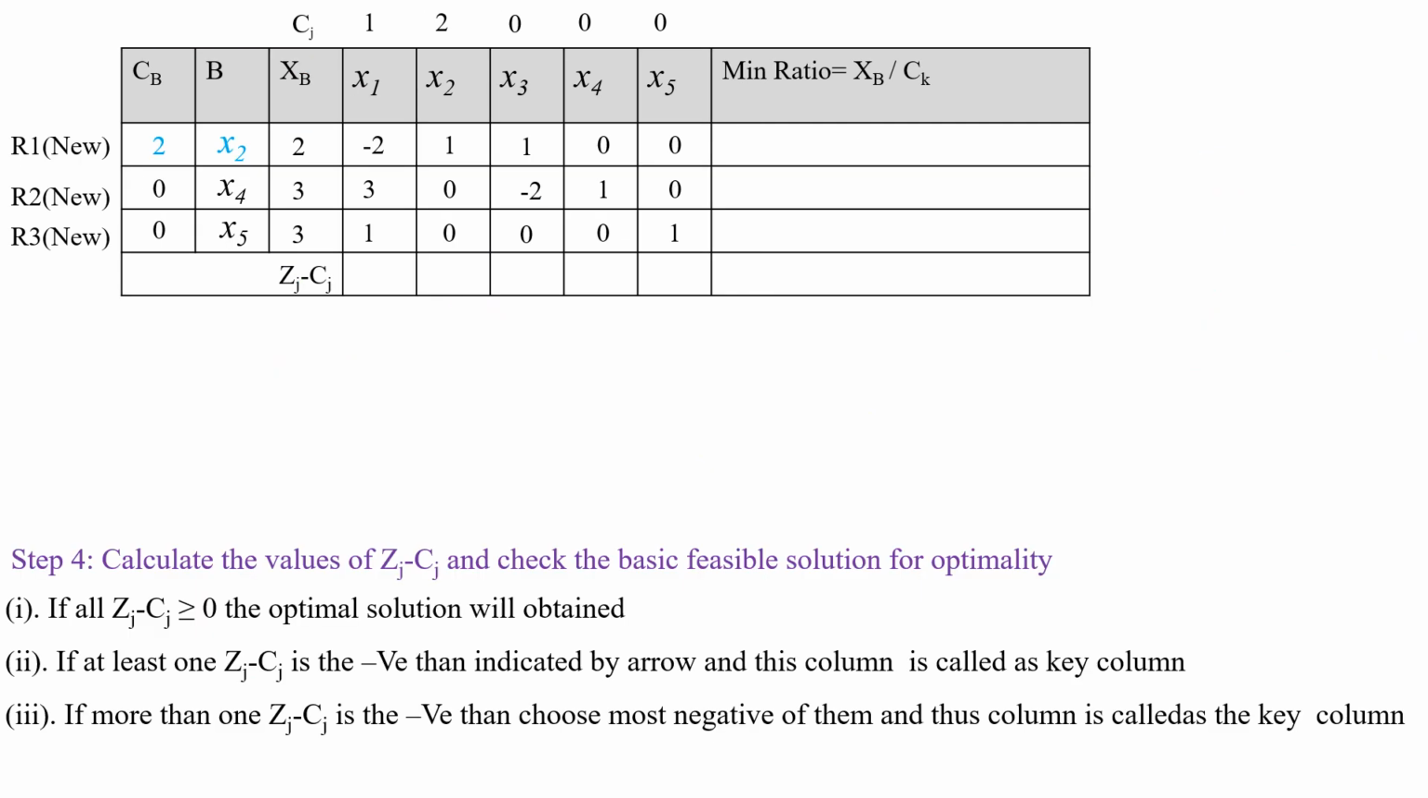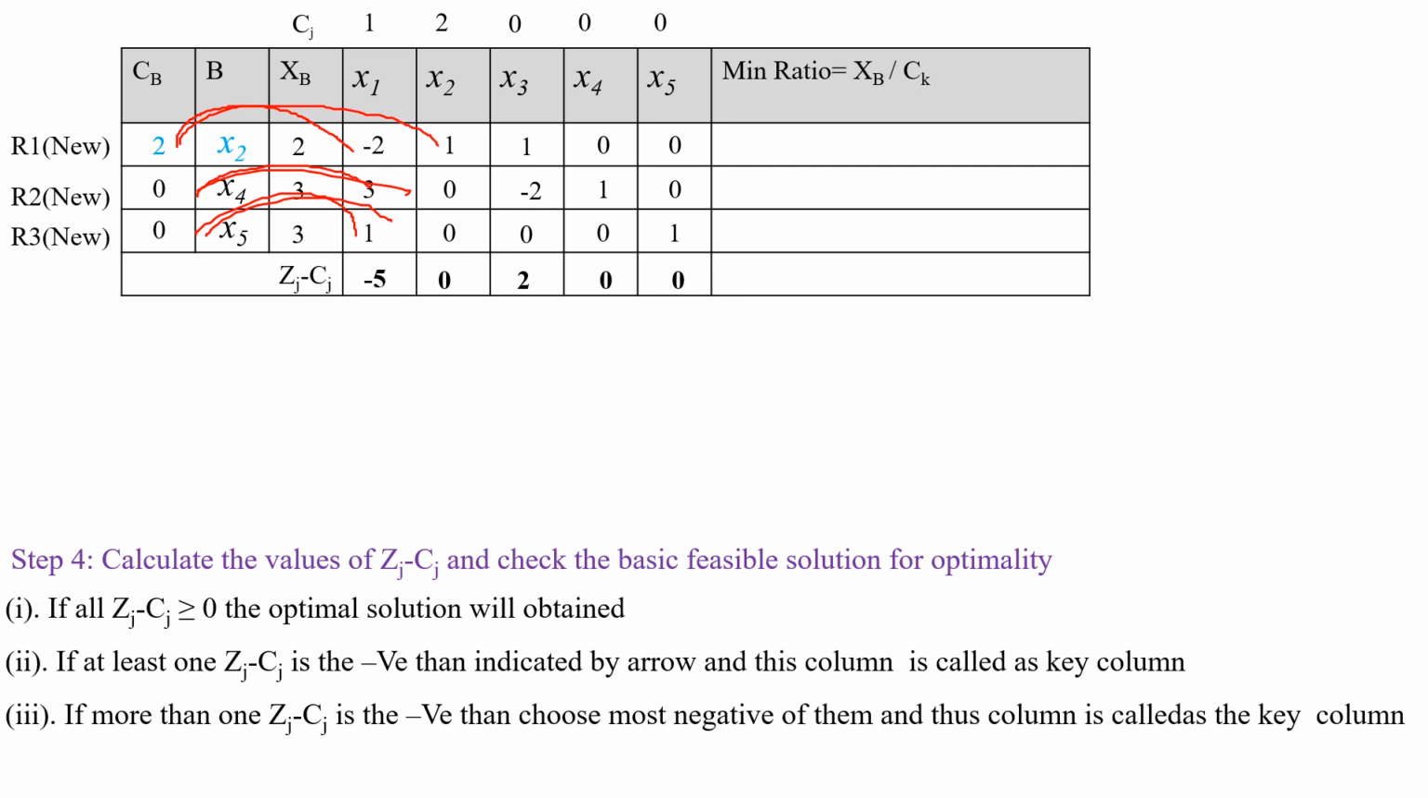Next, once again I have to determine the Zj minus Cj values. So the Zj minus Cj value for the x1 column is 2 into minus 2 plus 0 into 3 plus 0 into 1. So minus 4 and minus 1, it is minus 5. Similarly for the x2 column, it is 2 into 1 plus 0 into 0 plus 0 into 0 minus 2, it is 0. Similarly for the x3 column it is 2, and for the x4 it is 0, and for the x5 column also it is 0.